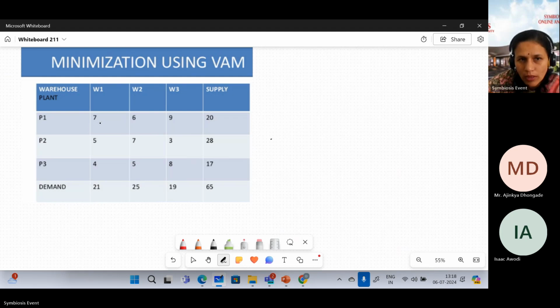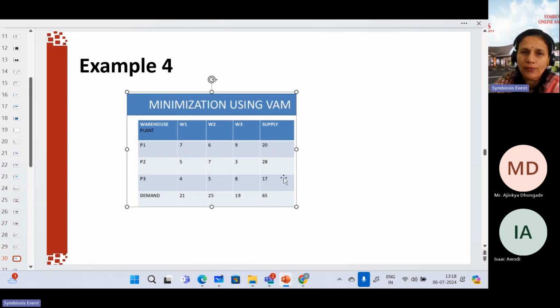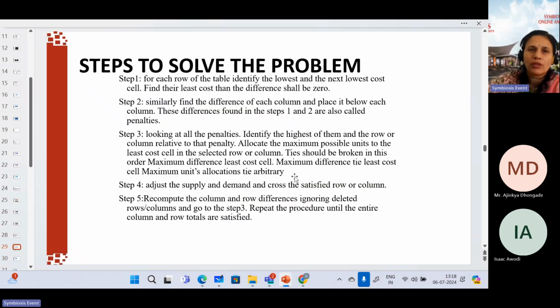Minimum is how much? Minimum is 6 and maximum is 9. So for each and every row and column, we are going to find the penalties. For each row of the table, find the lowest and the next lowest and find the difference. And this difference we have to find out for each row and for each column.